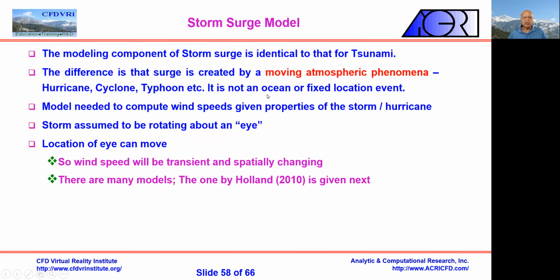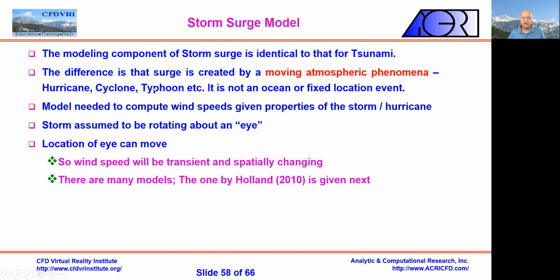Now, the storm surge model is kind of identical to the tsunami. The difference is the surge itself is created by moving atmospheric phenomena. A hurricane, cyclone, typhoon, it's developing and it's moving. Okay, it's not a fixed thing that happened in the ocean like a tsunami. It's not a fixed location event, right? And so that's the main difference. So not only do we have to deal with that, but it changes.